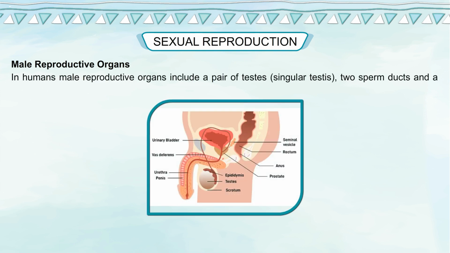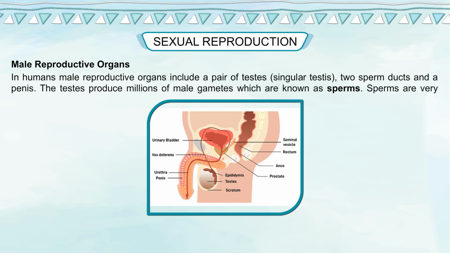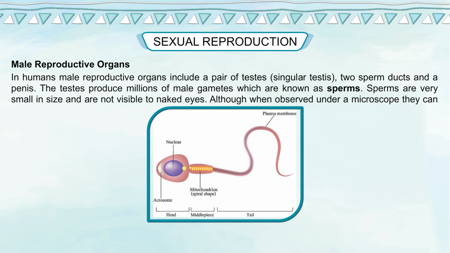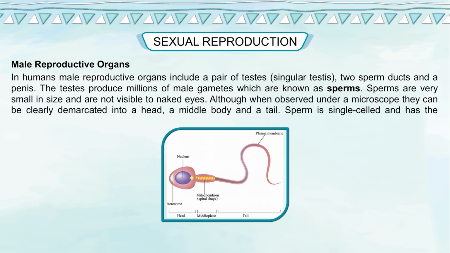Male reproductive organs. In humans, male reproductive organs include a pair of testes, singular testis, 2 sperm ducts, and a penis. The testes produce millions of male gametes which are known as sperms. Sperms are very small in size and are not visible to naked eyes. Although, when observed under a microscope, they can be clearly demarcated into a head, a middle body, and a tail. Sperm is single-celled and has all the basic cell components.